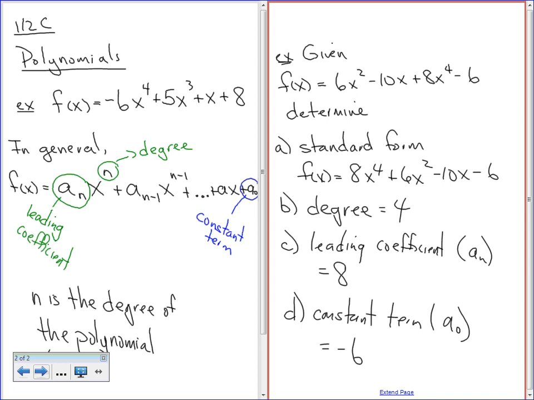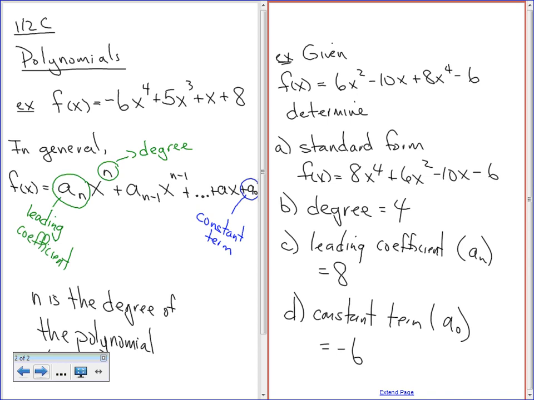Okay, any questions on that? Okay. So when you're given a polynomial function and it's given to you in standard form, it's very easy to figure out the degree, the leading coefficient, and the constant term. It's not so easy to figure out the intercepts.